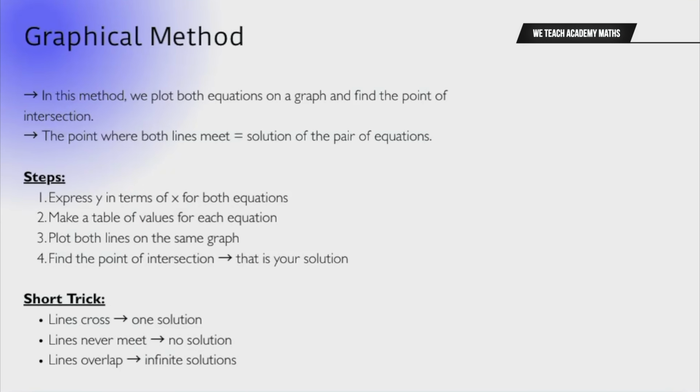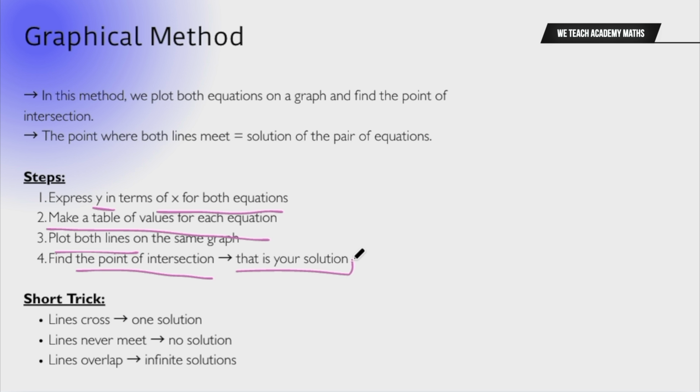So I have started the presentation, and the first thing we'll be learning for today is the graphical method. In this method we plot both the equations on a graph and find the point of intersection. The point where both lines meet is the solution of the pair of equations. The steps needed for this are: we have to express y in terms of x for both the equations. Then we make a table of values for each equation. Then we plot both lines, and then we find the point of intersection, which is the final answer the question is asking.